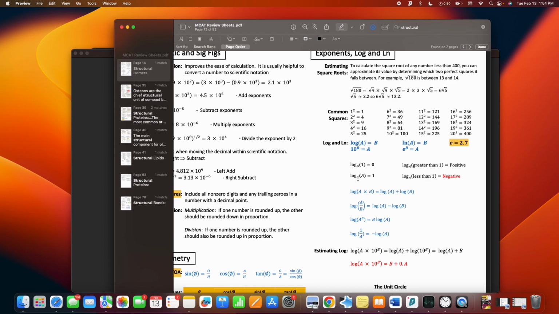So log base a of a is 1, because a to what equals a is 1, right? Log of a number greater than 1 is positive, log of a number less than 1 is negative. Log of a times b is log a plus log b. Log of a over b is log a minus log b. Log of a to the b, you bring the b to the front, b log a. And log of 1 over a is minus log a.